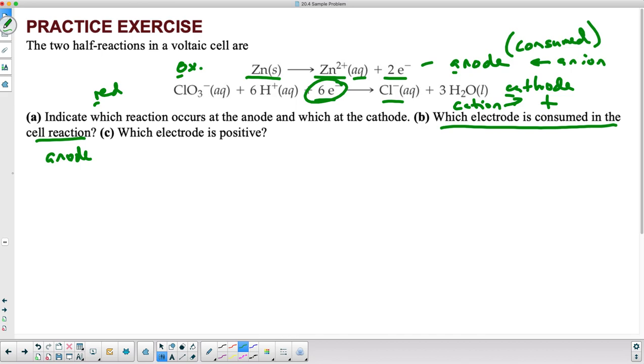Indicate which reaction occurs at the anode. Did that. Which occurs at the cathode. Did that. Which electrode is consumed. That's the anode. And which electrode is positive. Again, that's the cathode. Okay. So quick one. Good.